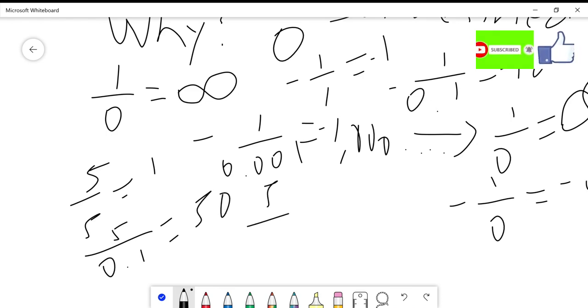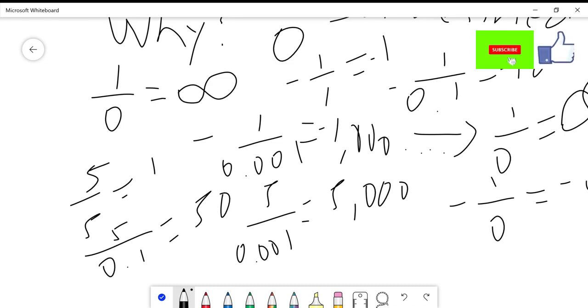Then 5 over 0.001 equals 5,000. Same thing, but just times 5, the product would be. Like, it's infinity because it can infinitely go, these decimal places can keep going. It could be 0.0000 infinitely.